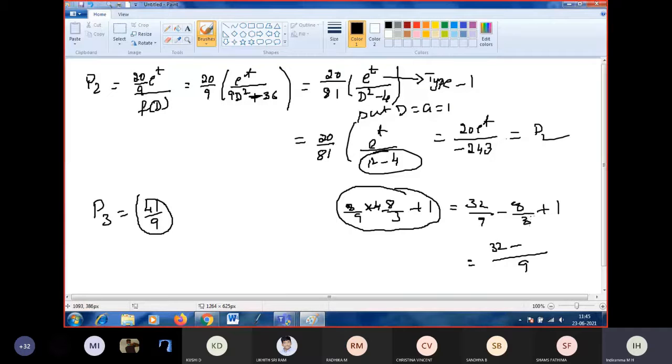32 minus 3 3s are 9, 8 3s are 24, plus 9. Ma'am, we did not consider minus 8 by 3. We should consider it now. We just took 32 by 9 plus 1 directly, ma'am. No, we should consider 8 by 3 also. Right?